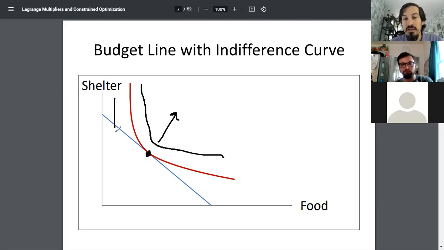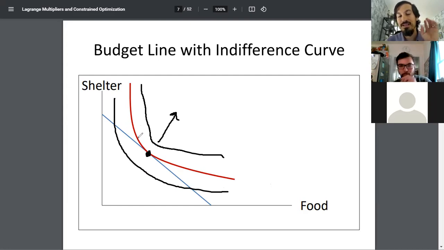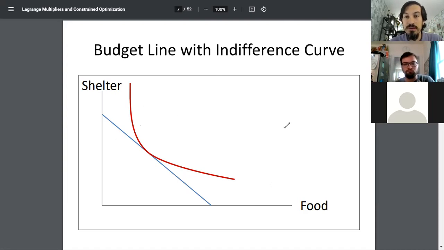If I were on a lower indifference curve, it would touch the blue line in 2 places, and that's bad too, because I could do better by going up and to the right. So it's only this unique point here where the red curve intersects, not just intersects, but is tangent to the blue budget line that would maximize our utility. We knew that already. What I want to do now is see it in mathematical terms in this class.